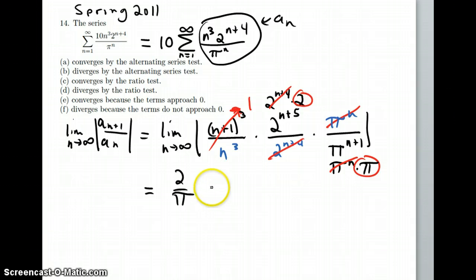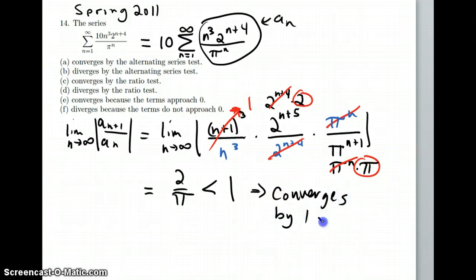We're doing a ratio test. If you get a result that is less than 1, like 2 over pi is, because pi is bigger than 2, this means convergence. So we converge by the ratio test. That would be letter C.